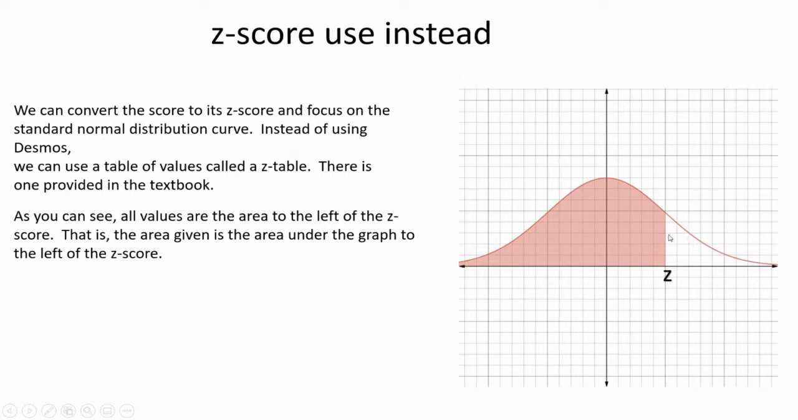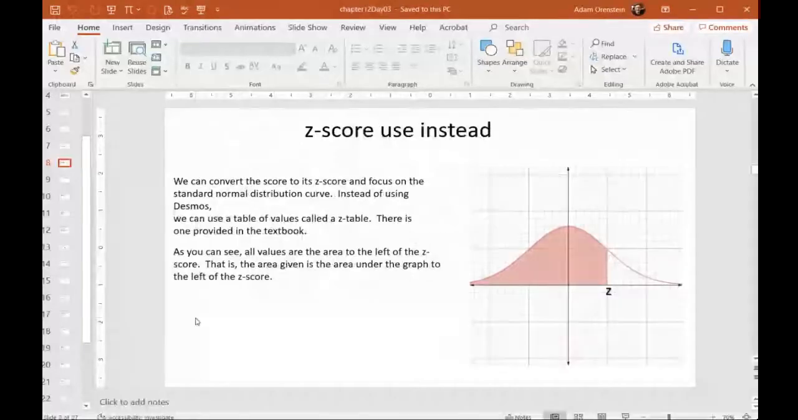That's what it's going to give you. So it's going to give you different values. You'll see in the table shortly that what it's actually giving you is the area under the graph to the left of the z-score. Okay, let me get to the table now.